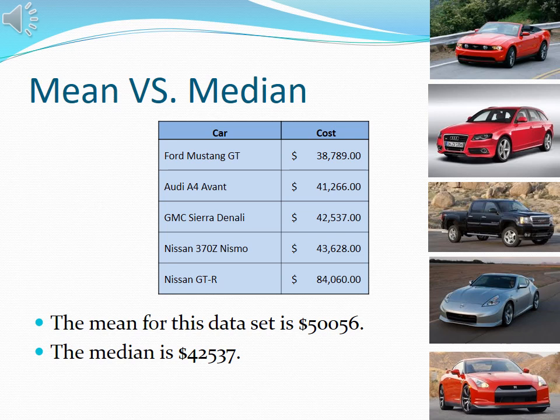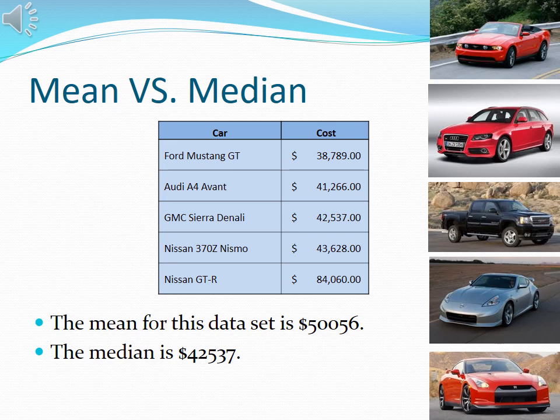If you look at where that falls, 4 of the cars actually cost much less than $50,000. So it doesn't really divide the data set in half very well. However, the median is $42,000. The reason it falls much better in the middle here is because it falls pretty central to most of the data points. The Nissan GTR in this case would be the outlier. It is an extreme value.